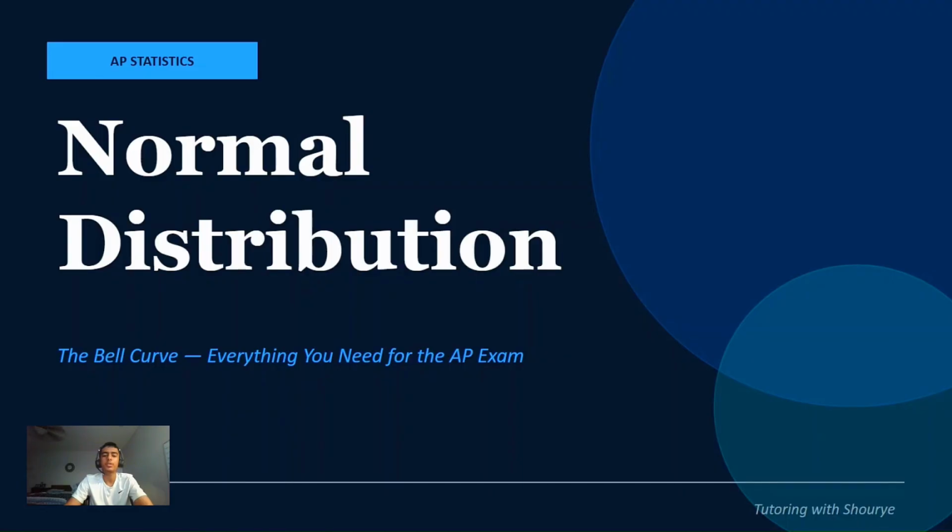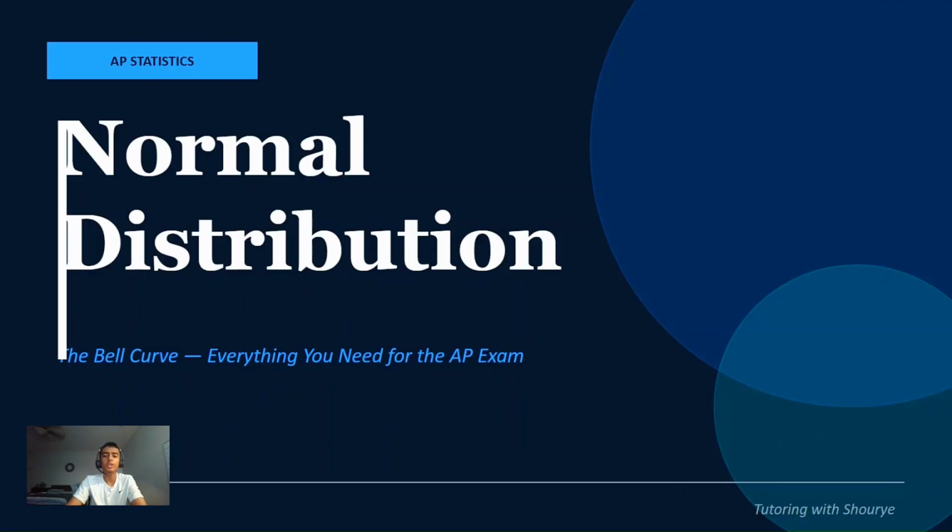Alright, so what even is the normal distribution? Here's your simple version. It's a way of describing how data is spread out when most values cluster around the middle. Think about heights of students in your school. Most people are somewhere in the middle, like 5'4" to 5'9", while very few people are 4 feet tall or 7 feet tall. When you graph that data, you get this beautiful symmetric bell-shaped curve. That's the normal distribution.